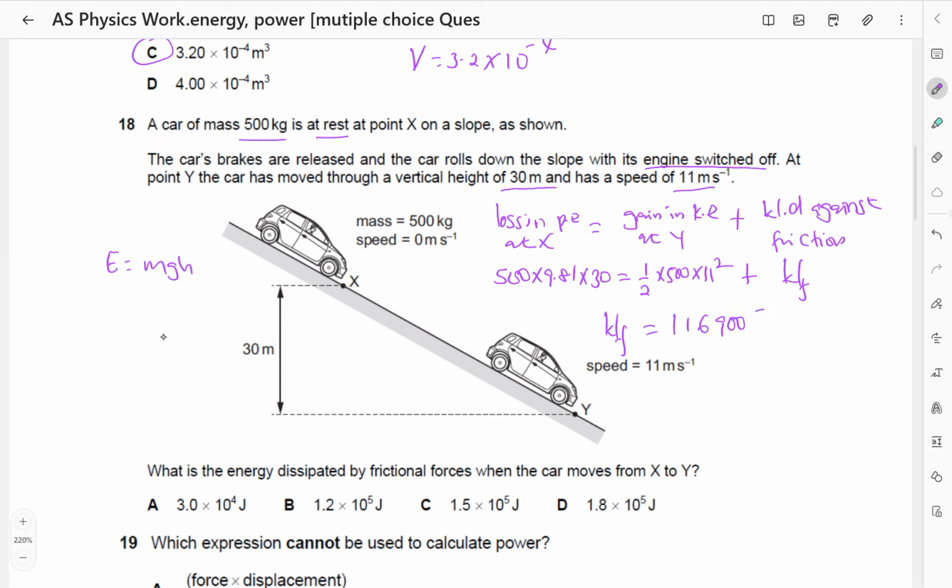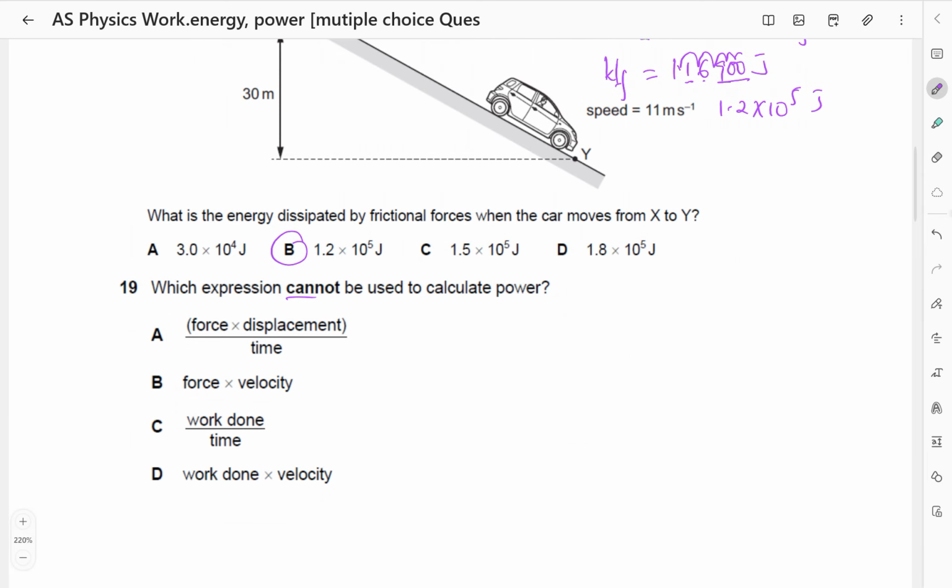116,900 joules. So when you round off, the answer is going to be B. That is 1.2 times 10 power 5 joules. These are 3, 4, 5. So 1, 2, 3, 4, 5. 1.2 times 10 power 5 joules.